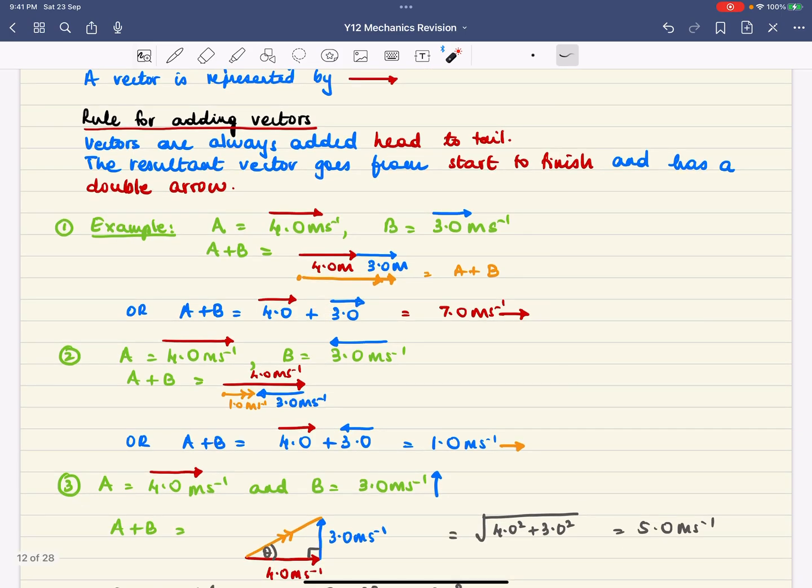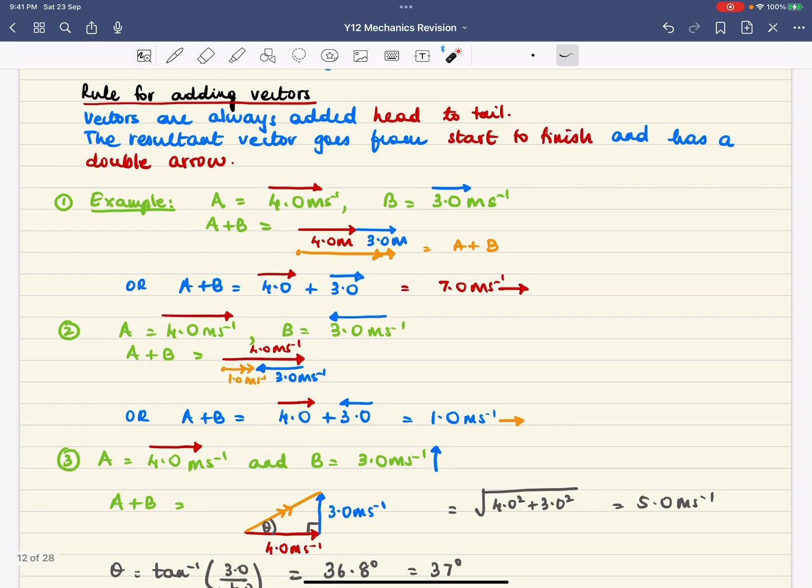When you're adding vectors in the same direction, you just add the two numbers and you put the same direction therein. Now, in case there are two vectors which are in opposite directions, then the rule is you find the difference between the two vectors and you put the sign of the larger. So this is A, this is B, so it's in the opposite direction, and that's your resultant vector, which is 1 meter per second. Or by writing a vector equation, you get 4 plus 3 in the opposite direction. The difference of 4 and 3 is 1.